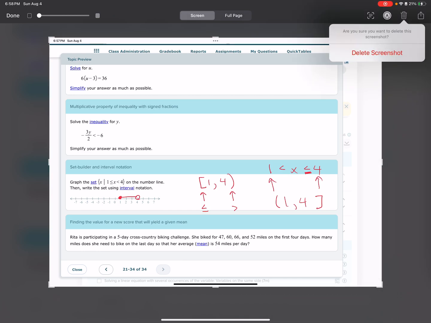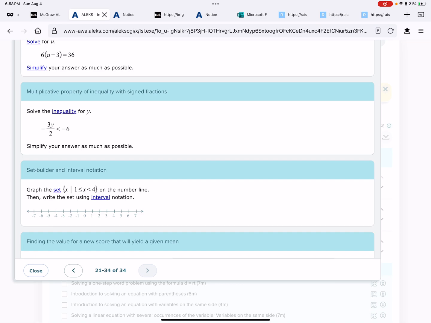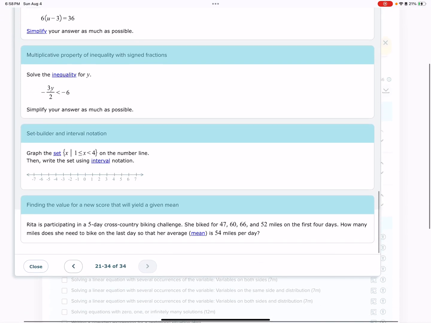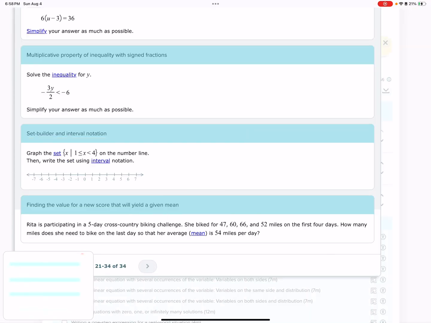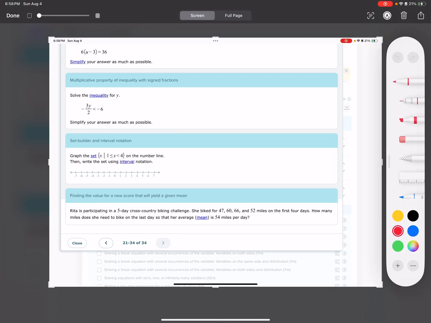Okay, last problem. Last problem is Rita's participating in a 5-day cross-country bike challenge. She biked for all these different miles in the first 4 days. How many miles does she need to go the last day? So her average is 54.